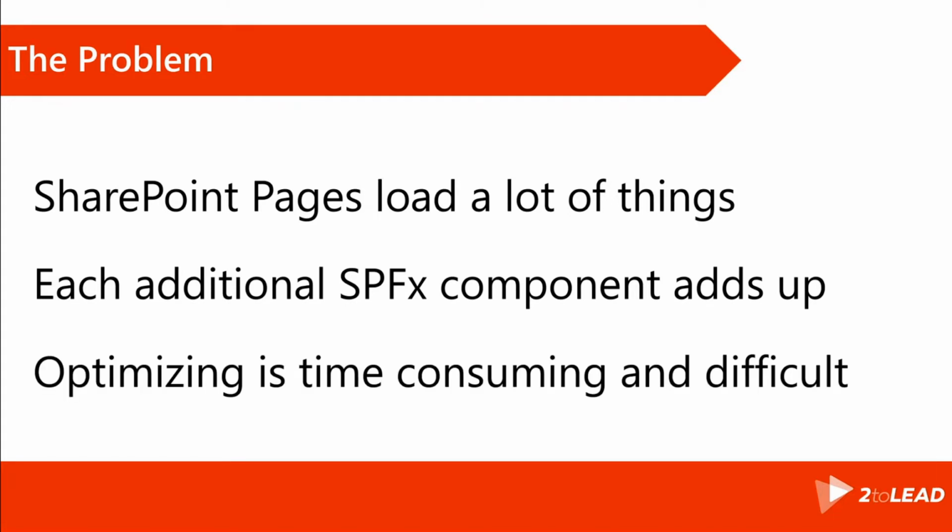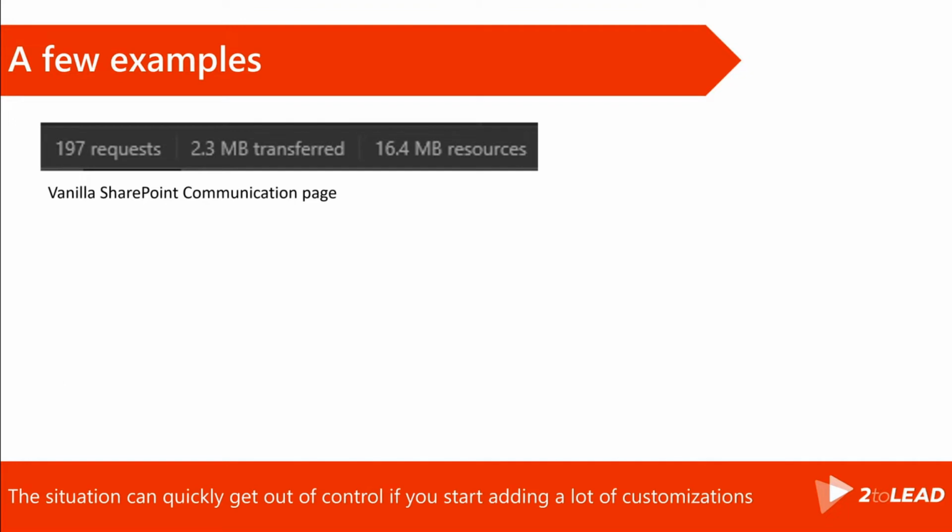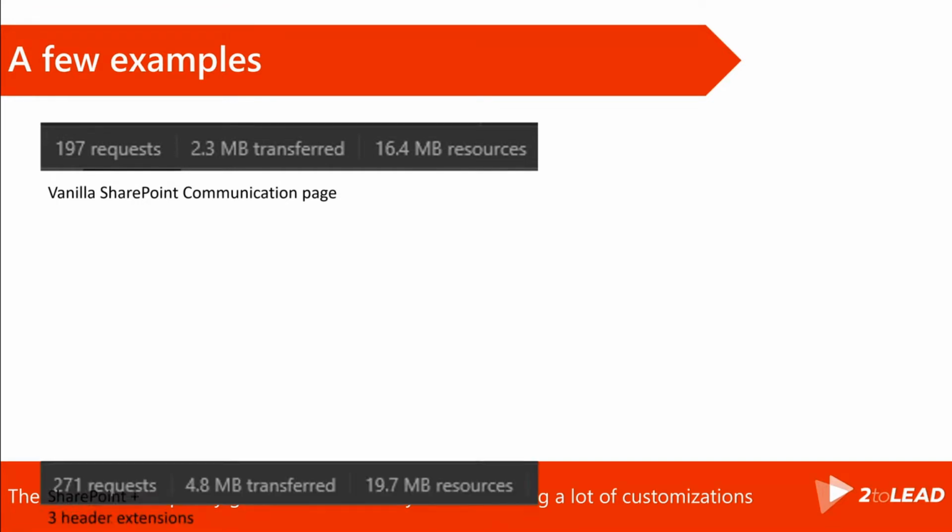And optimizing for performance is time consuming, and it requires a lot of knowledge, and we'll see what techniques we have. So if we look at a few examples, that's the load time, the size and the number of requests for a vanilla SharePoint communication page. It does 195 HTTP requests, transfers more than 60 megabytes of resources, which works well if you're on a desktop, you have a fast connection, a good browser. But as soon as you have either a bad browser or you are on a limited connection, like me right now at a conference center, it might not be so great, right?